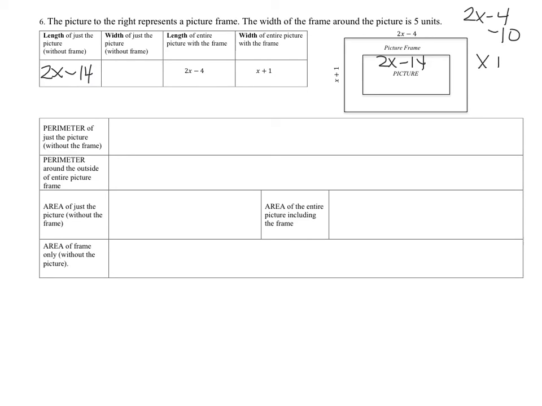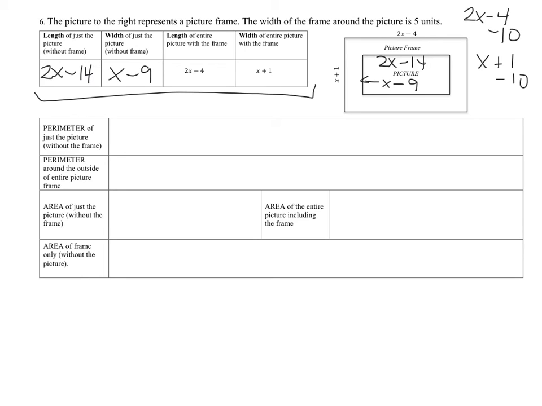So I'm going to do x plus 1 minus 10. Well, 1 minus 10 is negative 9. So this part right here is going to be x minus 9. So the width is x minus 9. Now, we're going to use all of this up here to help us answer the next questions.